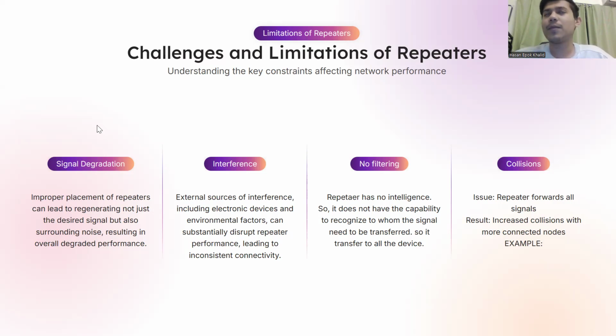Let me give you an example. Suppose there is a repeater, and on the two sides, on the left side there are two computers, and on the right side there are two computers. So computer number one wants to send a signal to computer number two, but there is a repeater here, so the signal will go through the repeater to all the computers on the left and on the right. So it has no filtering and it doesn't understand to whom the signal needs to be sent. And in case of collision, as I have said, repeaters forward all the signals. As a result, there are increased collisions with more connected nodes.